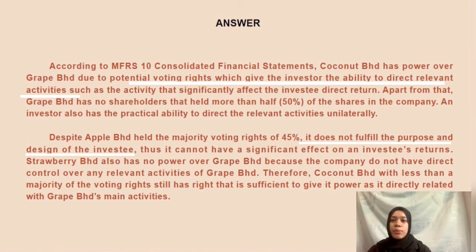Same goes for Strawberry Berhad. Strawberry also has no power over Great Berhad because the company does not have direct control over any relevant activities of Great Berhad. In conclusion, Coconut Berhad, with less than a majority of the voting rights, still has rights that are sufficient to give it power as they are directly related to Great Berhad's main activities.